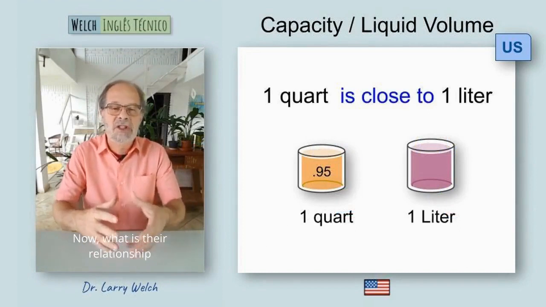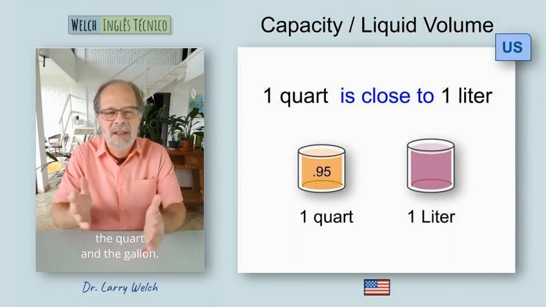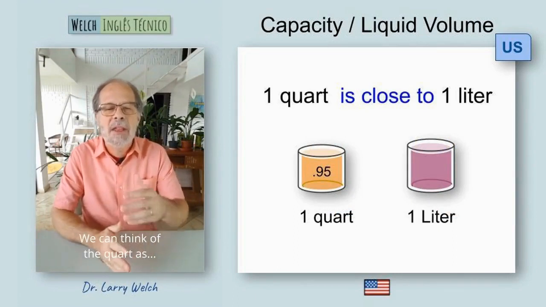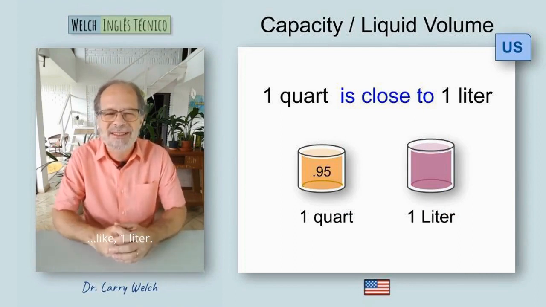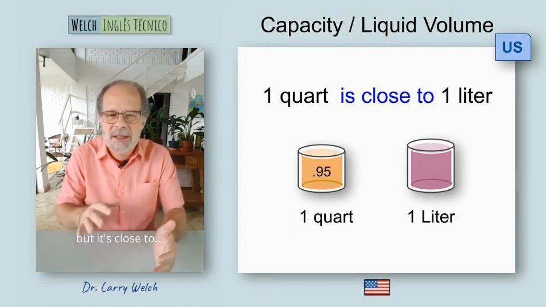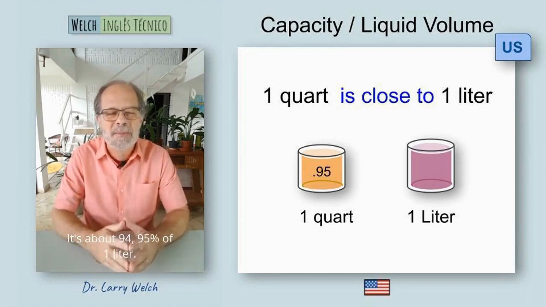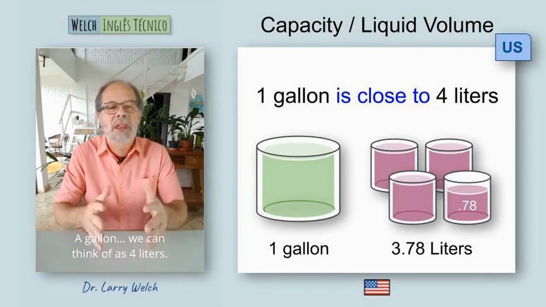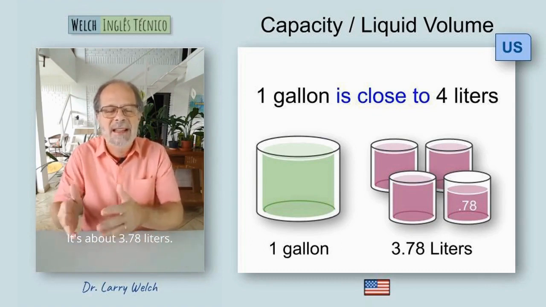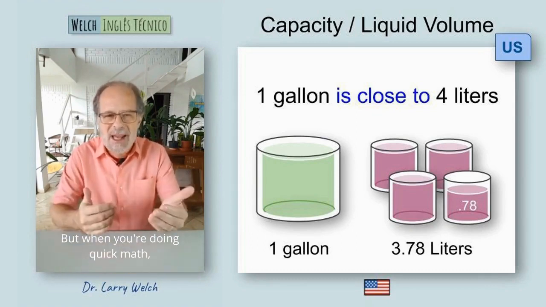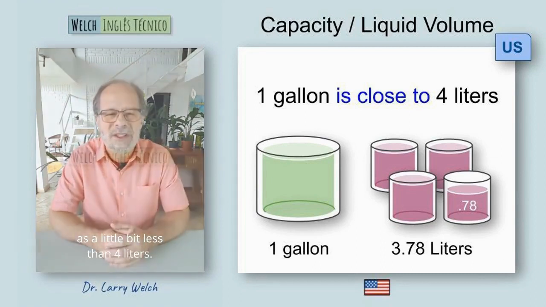Now, what is their relationship to the metric system? Let's just look at 2 of these units, the quart and the gallon. We can think of the quart as like 1 liter. A quart is a little bit less than a liter, but it's close to. It's about 94-95% of 1 liter. A gallon we can think of as 4 liters. It is less than 4 liters. It's about 3.78 liters. But when you're doing quick math, then you can think of a gallon as a little bit less than 4 liters.